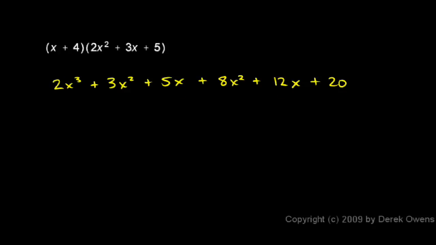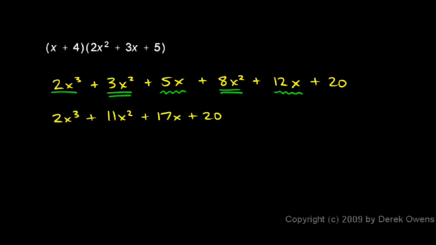And now I combine like terms. I'll start at the left, 2x cubed. There are no other x cubed terms, so I just write 2x cubed. And then I go to this one, 3x squared. Well, there are 2 x squared terms, 3x squared and 8x squared. Those combine to give me 11x squared, and then I have a 5x and a 12x. Those combine to give me a 17x, and then my 20 is left over there by itself. So that's my answer, 2x cubed plus 11x squared plus 17x plus 20.